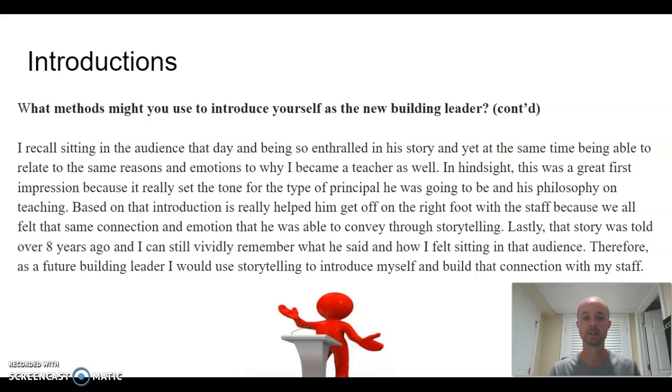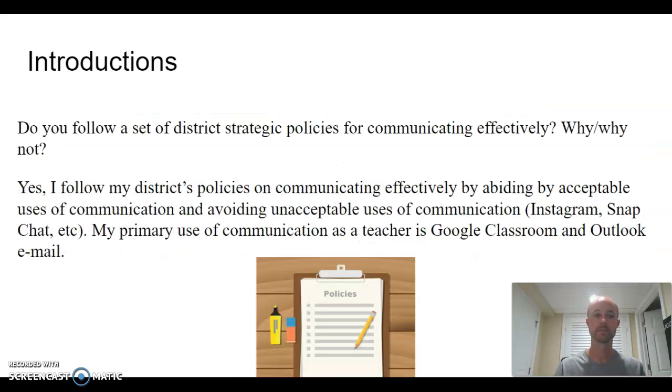Based on that introduction, it really helped him get off on the right foot with the staff because we all felt the same connection and emotion that he was able to convey through storytelling. Lastly, that story was told over 8 years ago, and I can still vividly remember what he said and how I felt sitting in that audience. Therefore, as a future building leader, I would use storytelling to introduce myself and build that connection with my staff.